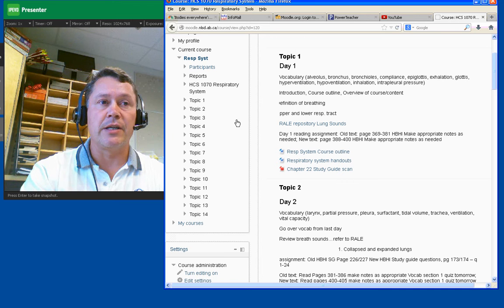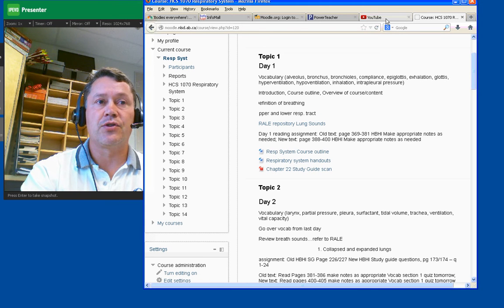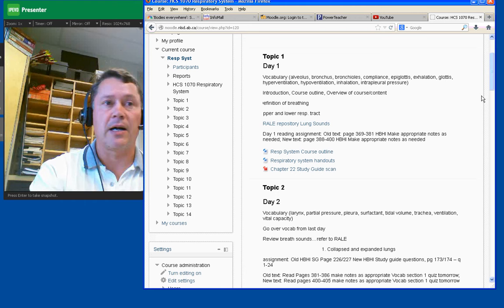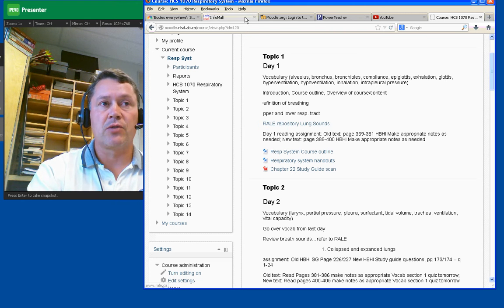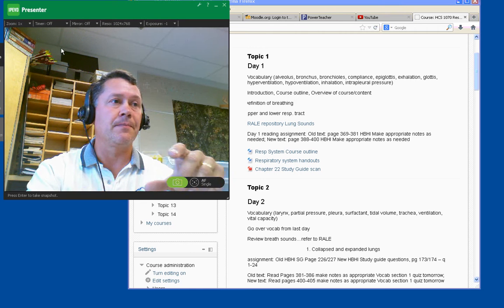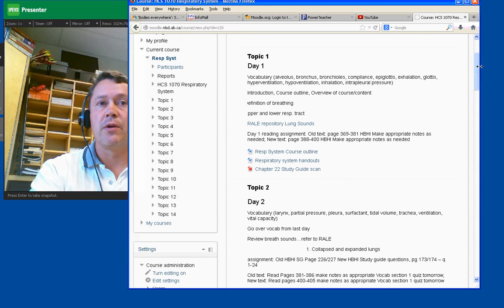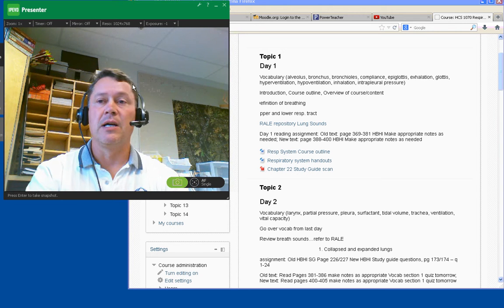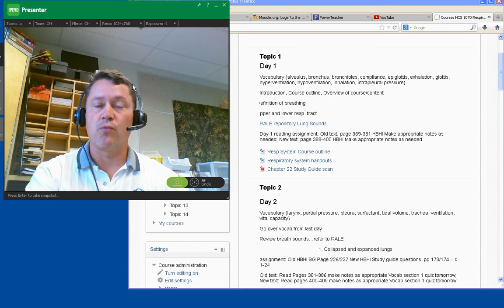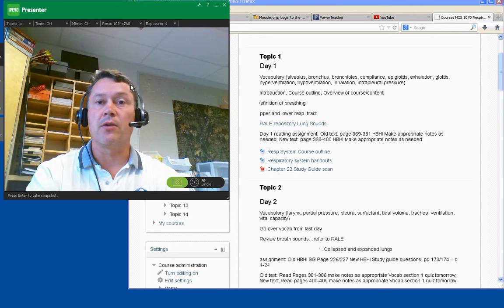The next little section here, okay, anything that's highlighted blue, you'll know is a hyperlink. Rail repository, lung sounds. In the introduction to the respiratory system, we go over some lung sounds, etc., etc. Basic anatomy to start with. The Rail repository is a really good training tool that physicians use to listen to different breath sounds. When you go in there, have a look around. There is a repository of wheezes, of crackles, and so on, and I'll talk about them a little bit in day two's presentation.